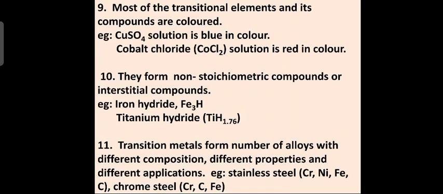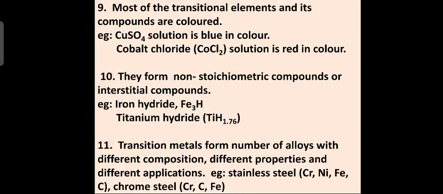Alright. Next point, 10th, they form non-stoichiometric compounds or interstitial compounds. So these transition elements form non-stoichiometric compounds or interstitial compounds. Examples given are iron hydride, Fe3H, titanium hydride, with the formula TiH1.70. So they can form non-stoichiometric compounds, which are called interstitial compounds.